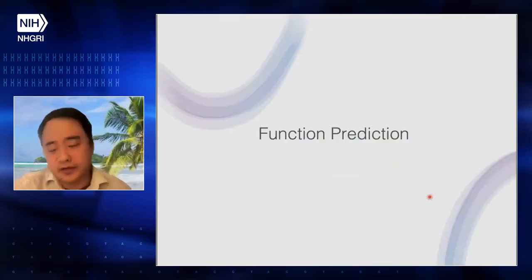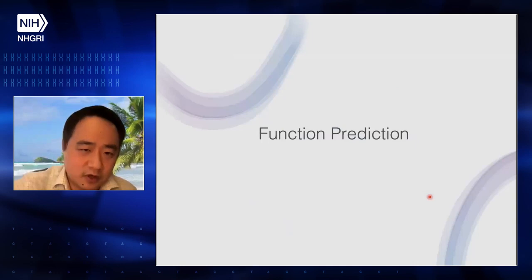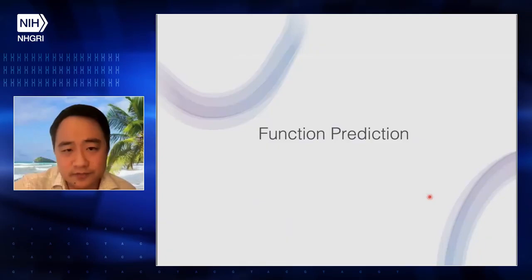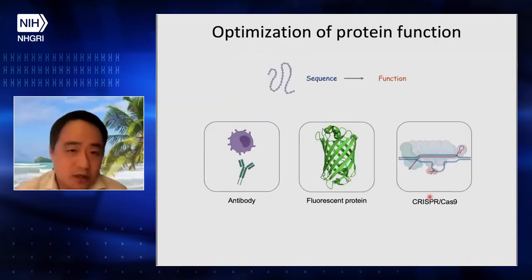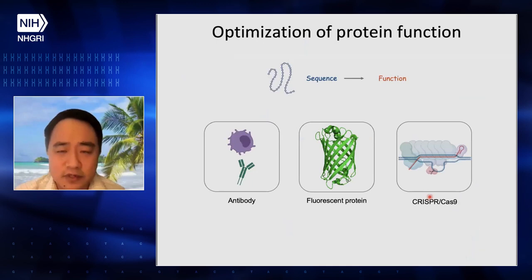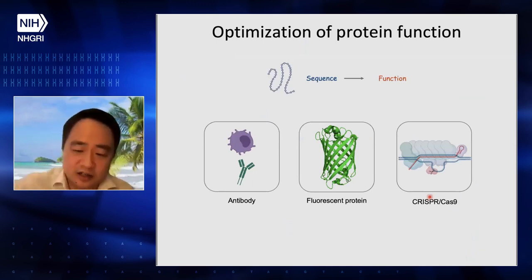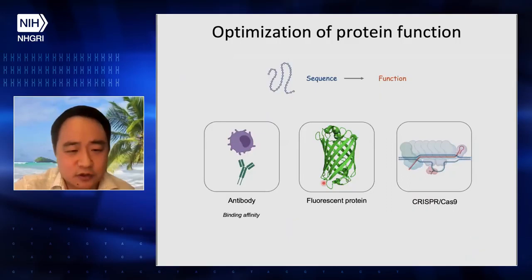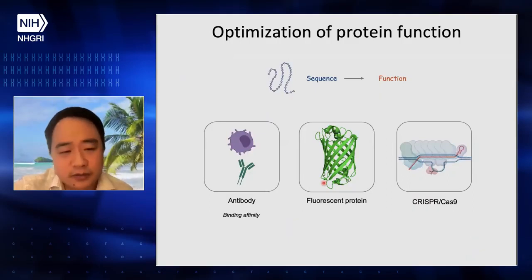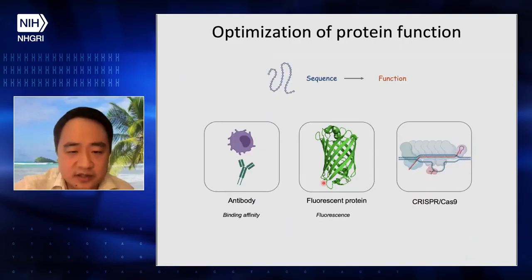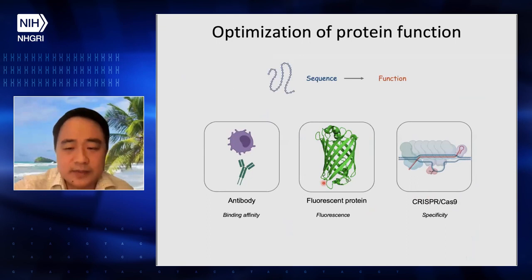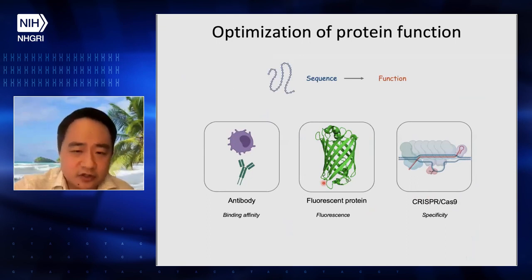So in the rest of this talk, I'll move a little bit away from structure prediction, and focus on function prediction. Beyond structure prediction, what we really want to know is the protein function. That is, given a protein structure or sequence, we want to understand its function. It has a lot of applications. For example, if we have such a model, we can use it to improve binding affinity of antibodies, optimize fluorescent proteins, or even improve the specificity of gene editing.